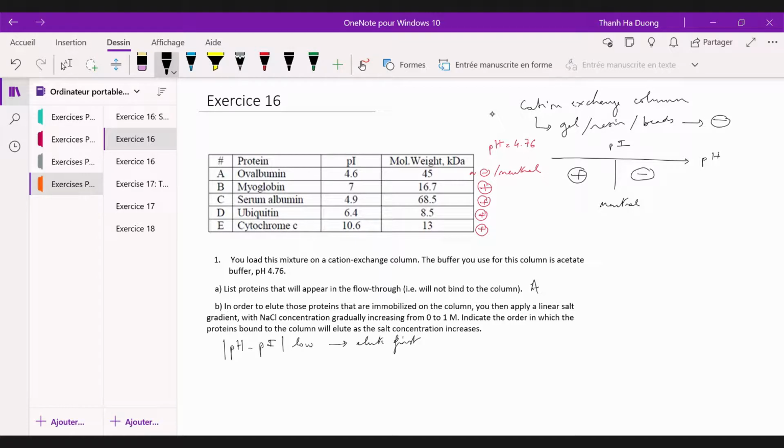Because when the difference between the pH and the pI is low, it means that at the surface, the protein has few charges. But if the difference between the pI and the pH is high, it means that it's highly charged. You have a lot of charge. So it will be tightly bound to the column.